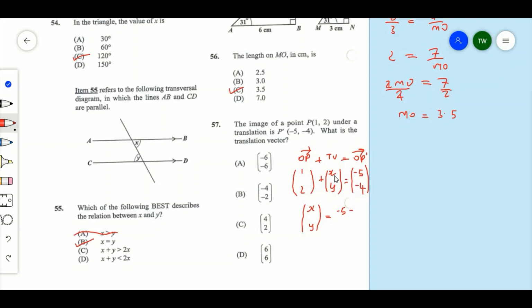So what we're going to do is just subtract corresponding elements. So it's going to be -5 minus 1, and then -4 minus 2. So therefore, (X, Y) is going to equal -5 minus 1, that's going to be -6, and -4 minus 2, that's going to be -6. So the translation vector is going to be (-6, -6), and that option is A in this case.